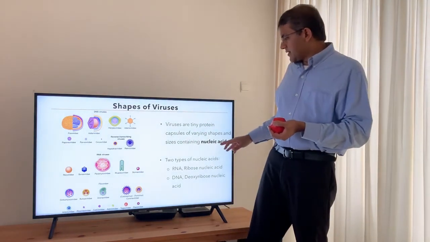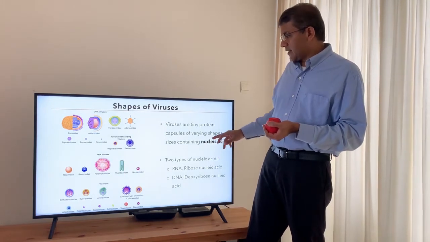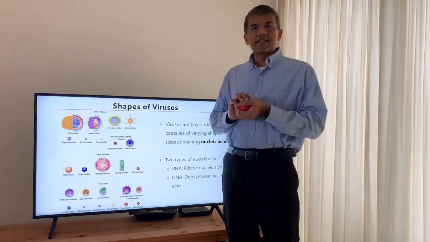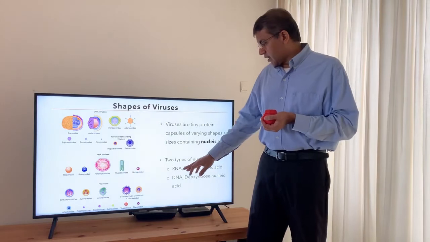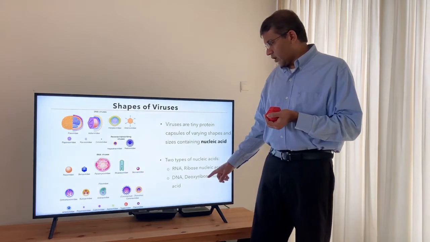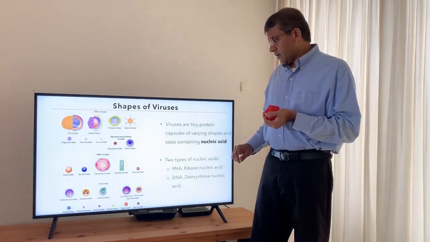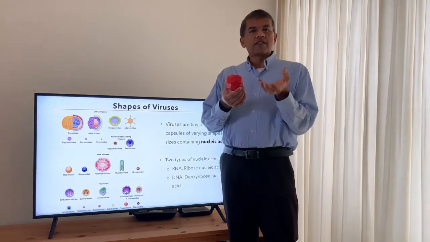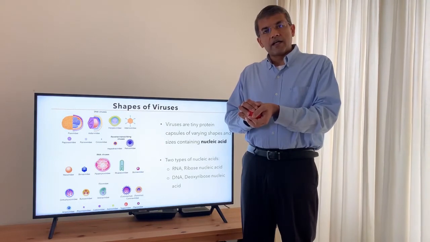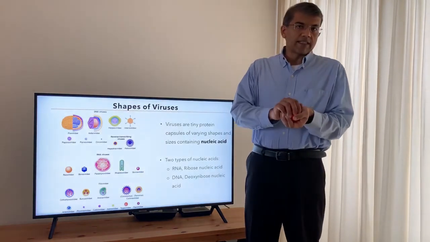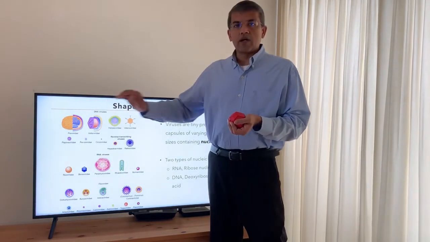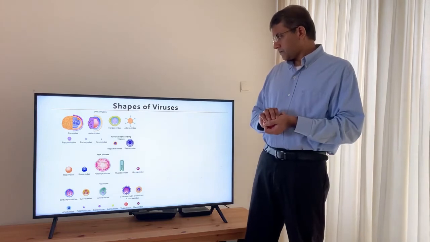This genetic material is composed of what's known as nucleic acid. There are two types of nucleic acids in nature. One is RNA, or ribose nucleic acid, and the other is DNA, or deoxyribose nucleic acid. So based on whether a virus particle encapsulates an RNA nucleic acid or a DNA nucleic acid, it is classified either as an RNA virus or a DNA virus.